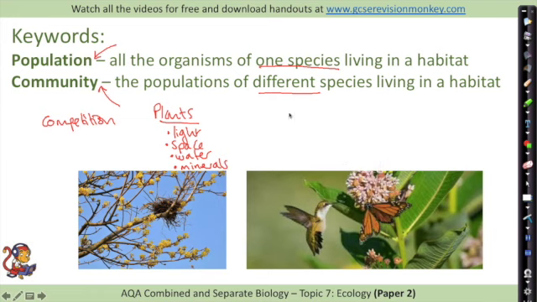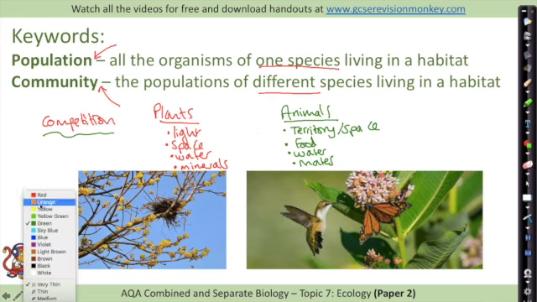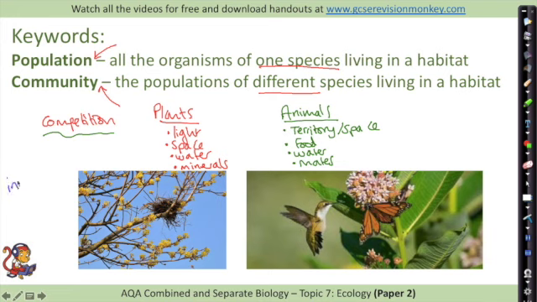Animals, on the other hand, will compete with each other for things such as territory, so similar to plants in the fact that you're talking about space, so territory or space, food, water, and mates. And this links into the evolution topic that we've looked at, whereby those that are best suited for the environment and are the best competitors will then go on to reproduce and pass on their genes to the next generation. Another important word that I want to introduce is the word interdependence.